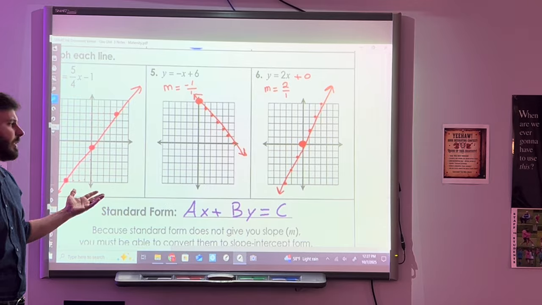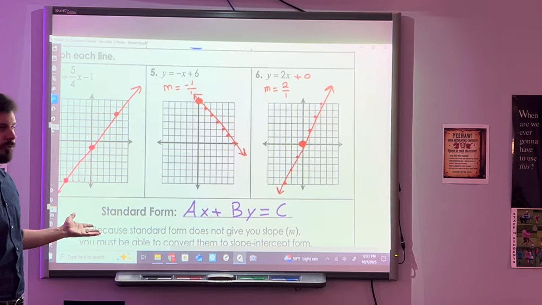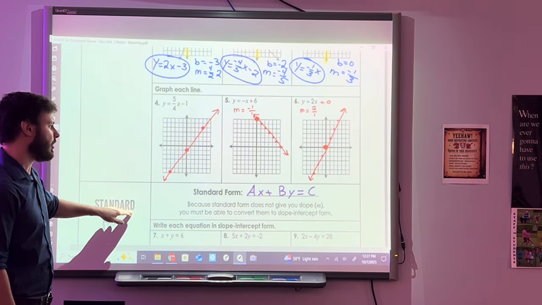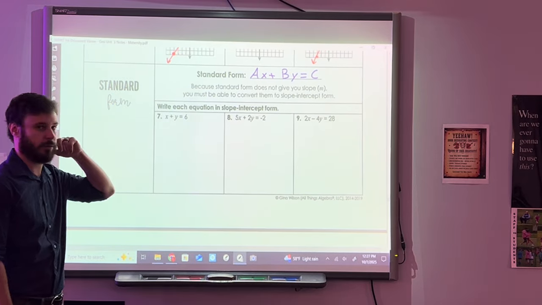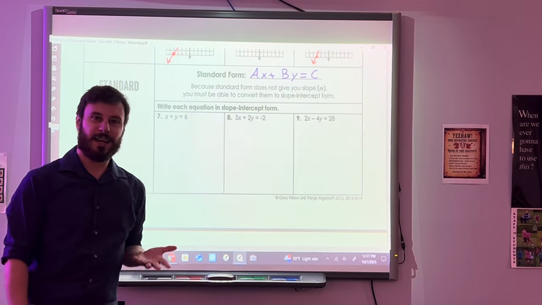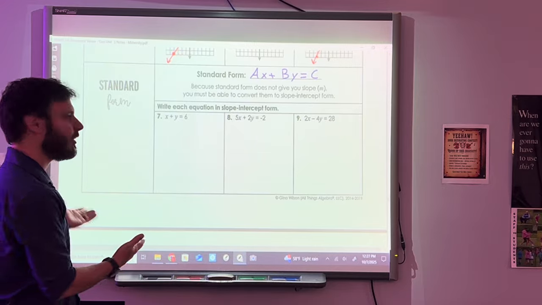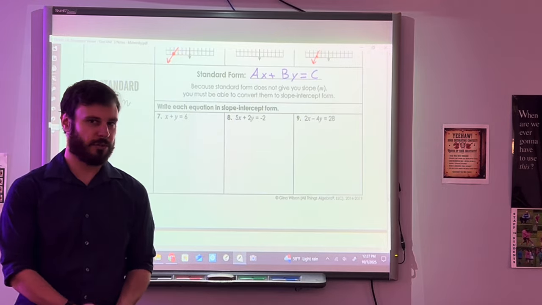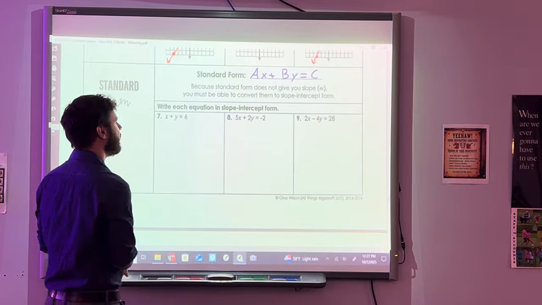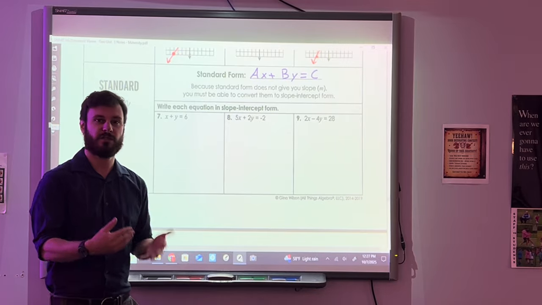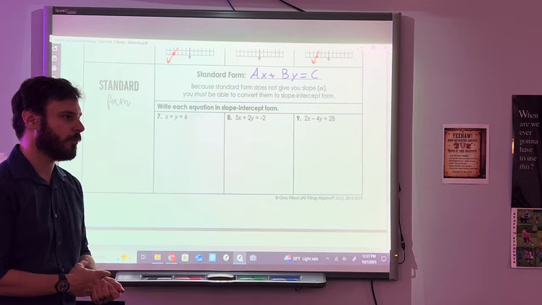Now we're gonna talk about standard form. And standard form doesn't really do a lot for us. Standard form is ax plus by equals c. Standard form kind of sucks because we can't look at it and figure out what's the slope, what's the y-intercept. It gives us no information for graphing. So we're going to need to be able to convert between standard form and slope-intercept form.